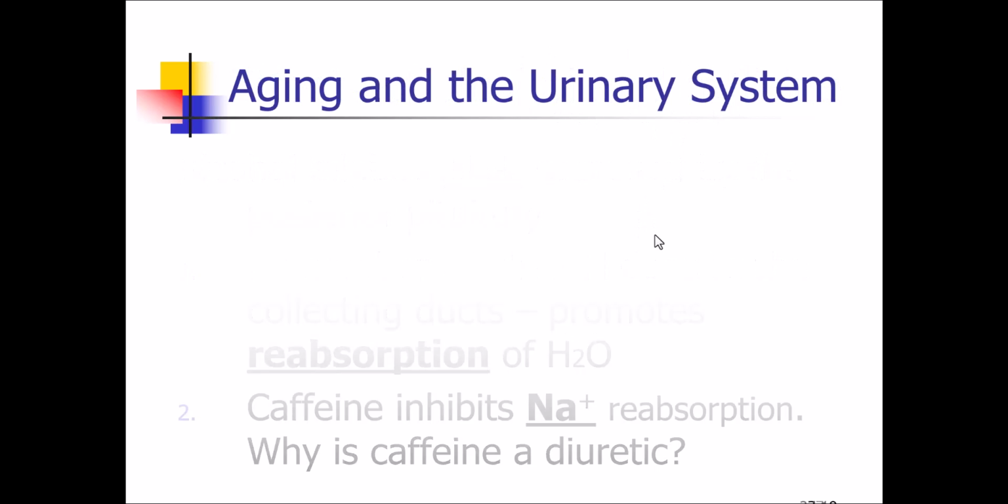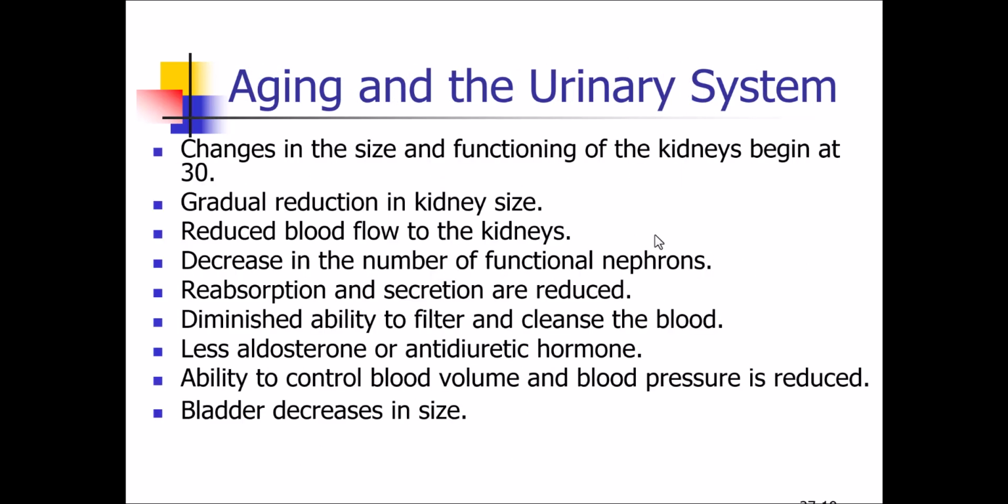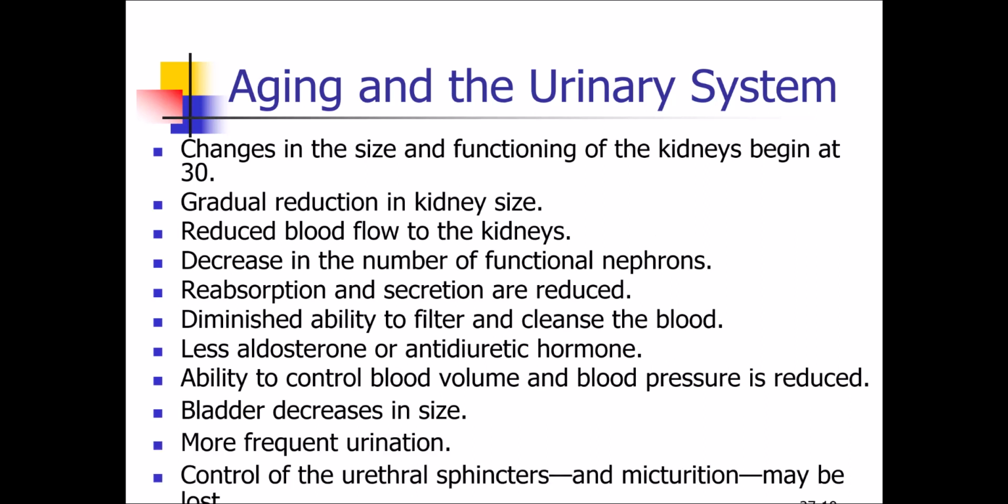And finally, what happens as we get older? As we get older, our urinary system, like all of our other systems, is going to become less efficient. This is going to start happening around the age of 30. The kidney's getting a little bit smaller in size. There will be a little bit less blood flow going to the kidneys. That means that there will be a little bit less filtration going on. We will lose the number of nephrons that are able to work. That, and also the reabsorption and secretion processes will be a little bit reduced.